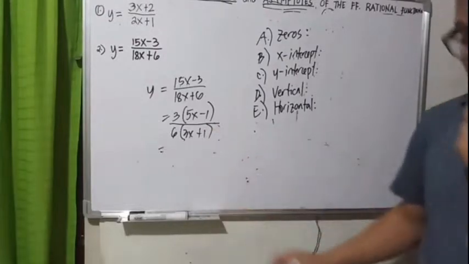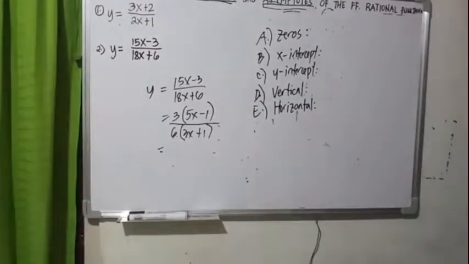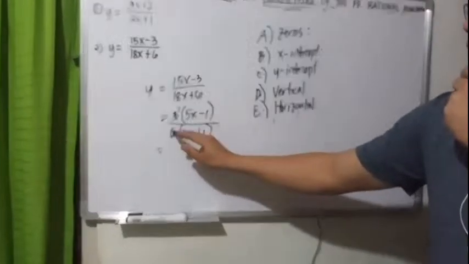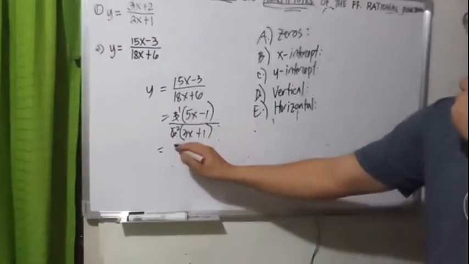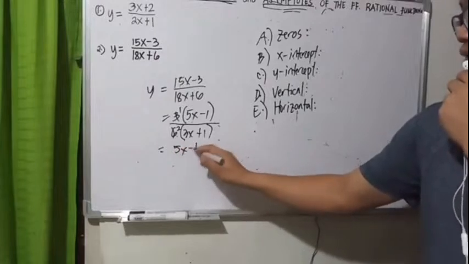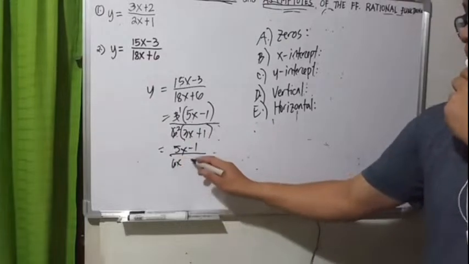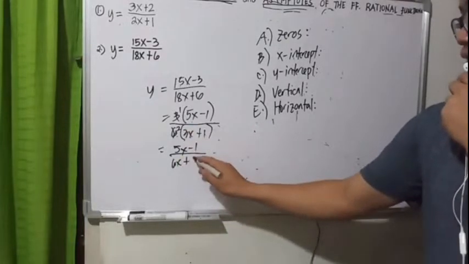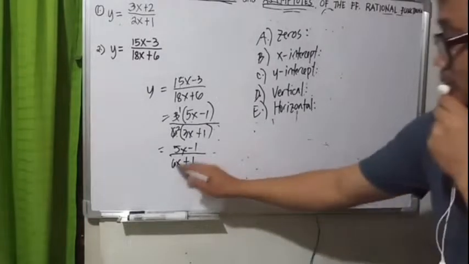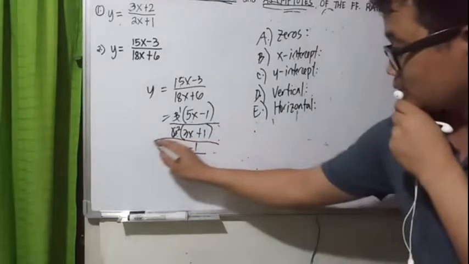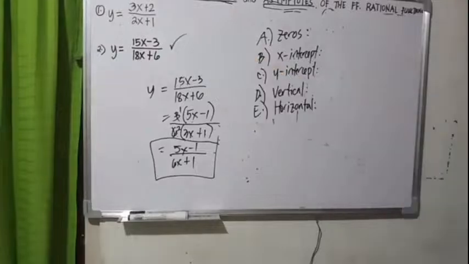Next, simplify 3 over 6. It can be reduced to lowest terms, that is 1 and 2. So 1 times 5x minus 1 is 5x minus 1, then 2 times 3x is 6x, and 2 times positive 1 is positive 2. This is the lowest term, or the factored form, of the given rational function.